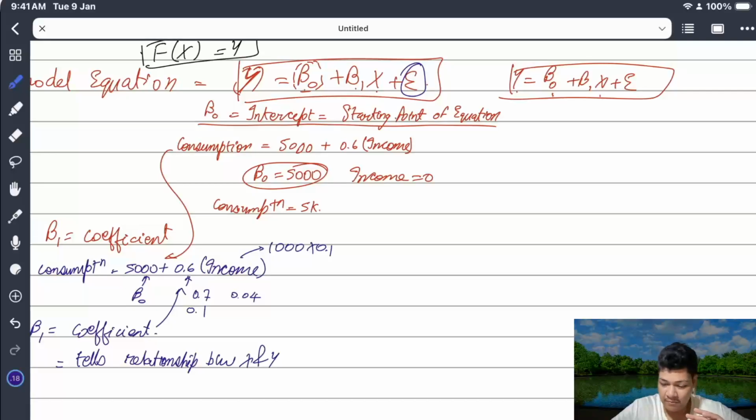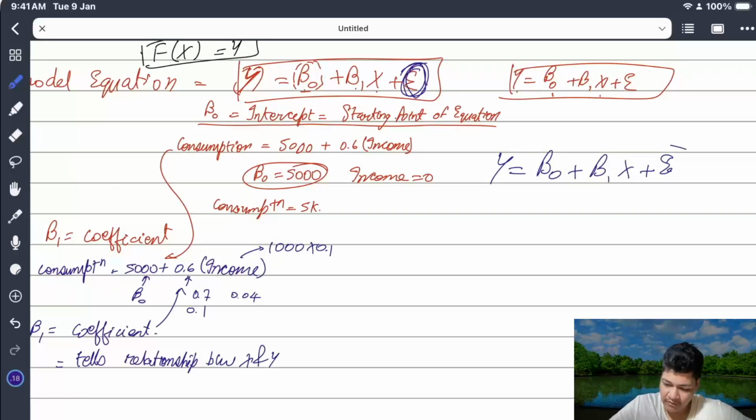Error terms, because life is never perfect. So we just add e. In mathematics, we always add a constant. So we are adding e. So basically the final equation, the final regression, let's say, is y equal to beta naught plus b1x plus error.